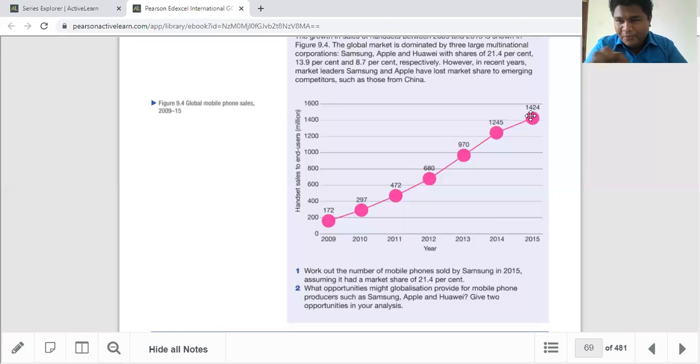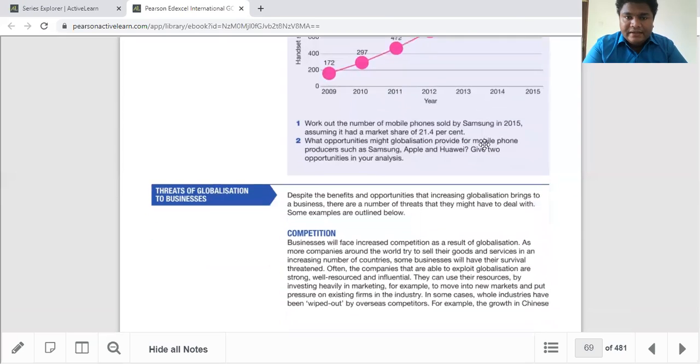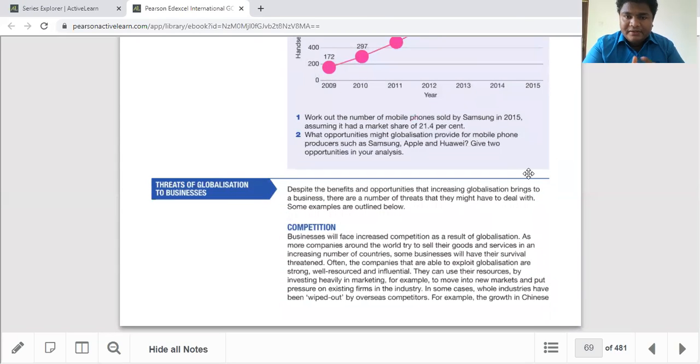It's better to give three decimal places because it's in millions: 304.736. Easy calculation. I'll share these answers with you after this. The second question is a small two-marker. What opportunities might globalization provide for mobile phone producers such as Samsung, Apple and Huawei? Give two opportunities.